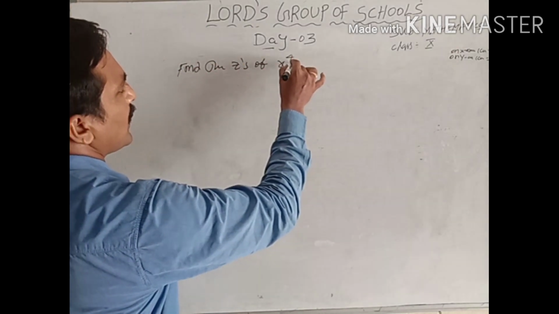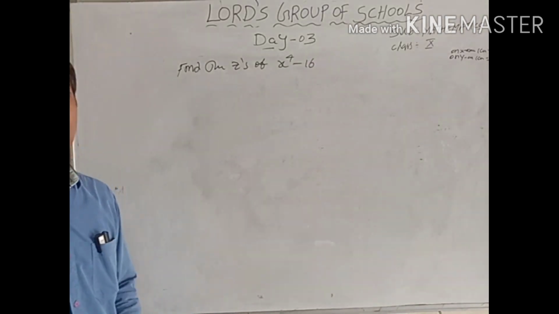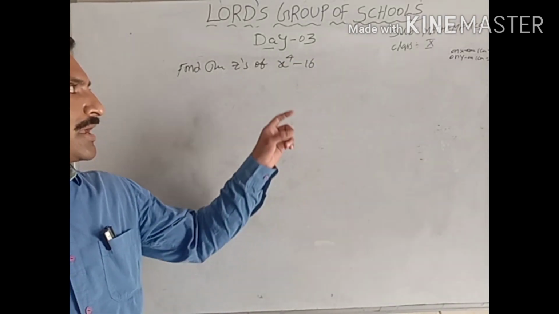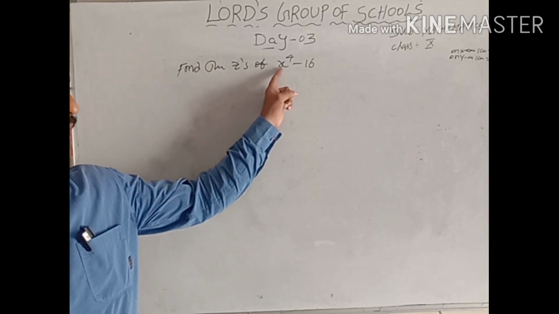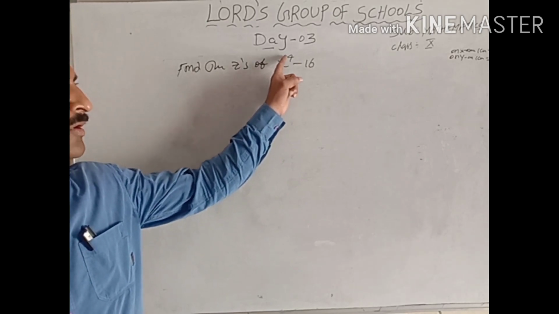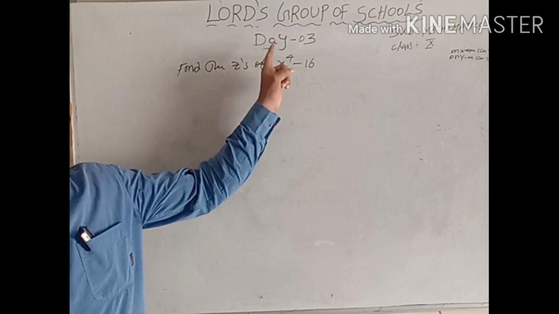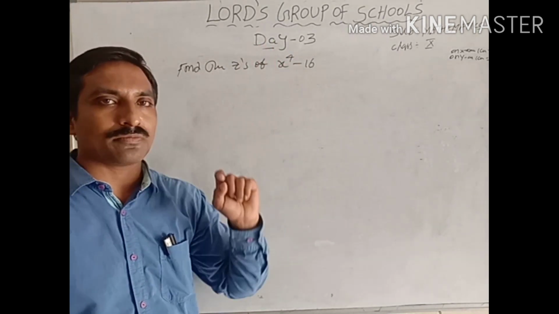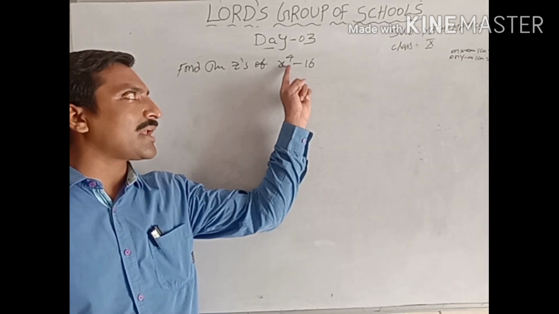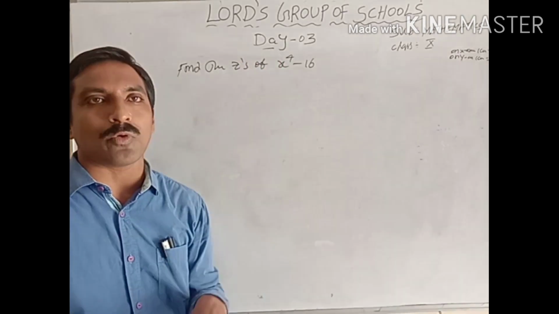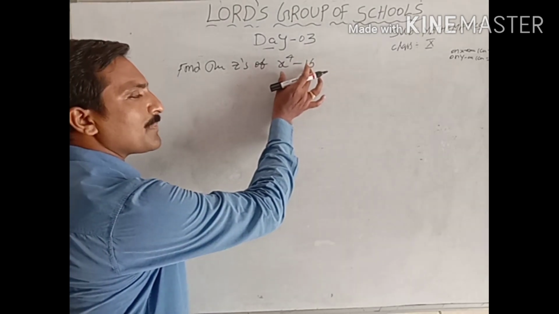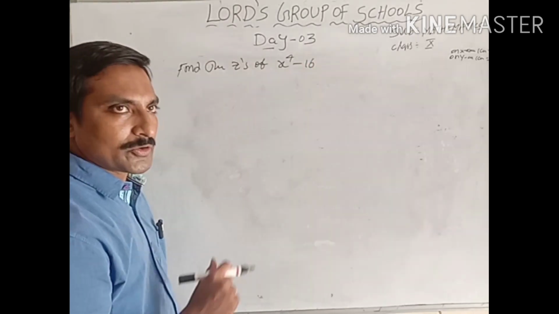Next comes a difficult problem: find the zeros of x power 4 minus 16. So you have to observe the given polynomial. Here the variable is x only, but the highest power of the variable is 4. That's why the degree of this polynomial is 4. This type of polynomial is called a biquadratic polynomial, which means it consists of 4 zeros.